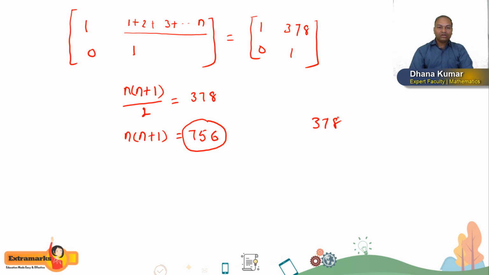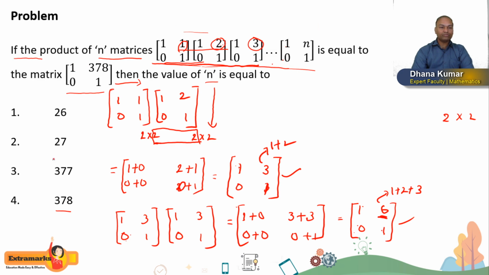378. If you are taking n is equal to 378, simple logic, n plus 1 will be what? 379. If you are multiplying these two, this is a 3-digit number, this one also a 3-digit number. A 3-digit number into a 3-digit number, can we get a 3-digit number? No, more than that. So obviously the fourth option is wrong, and the third option, in the same format, is also wrong.